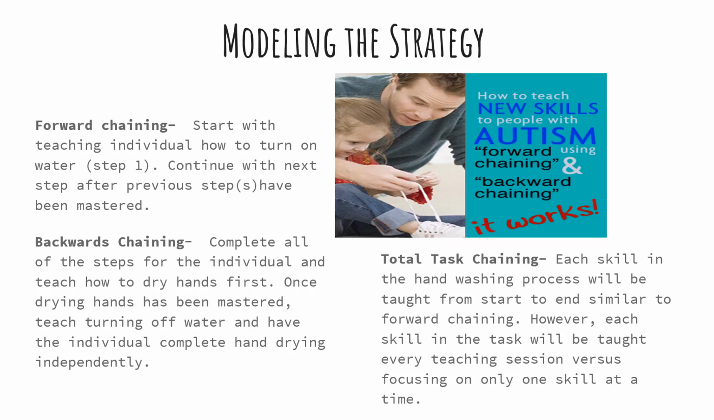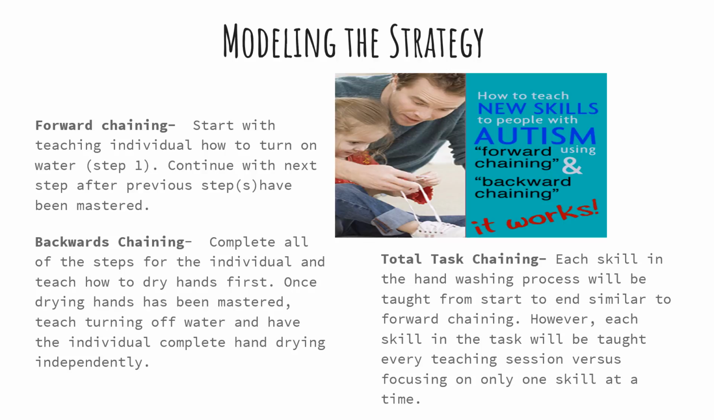First, we could use forward chaining. Forward chaining, we would start with teaching the individual how to turn on the water, which is step 1. We continue with the next step after the previous steps have been mastered. So we'd start with teaching the individual how to turn on the warm water, and then we would complete the rest of the steps for the individual.